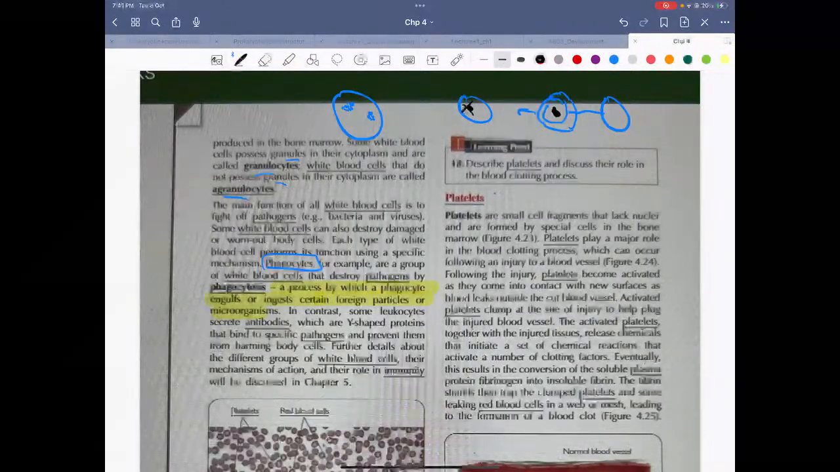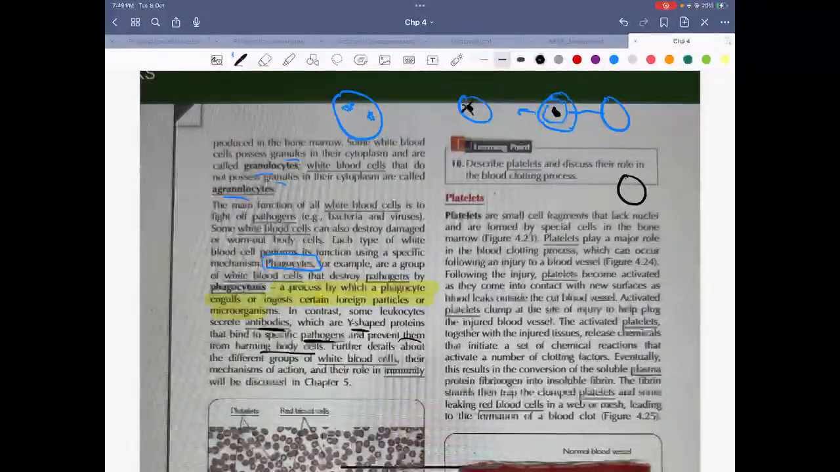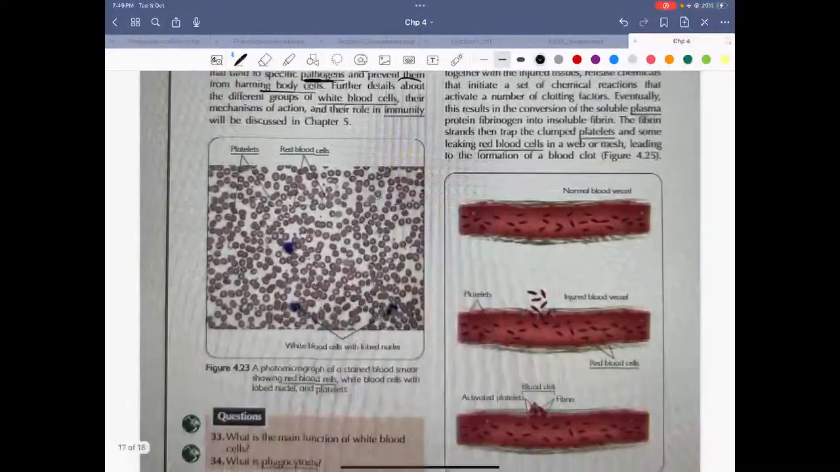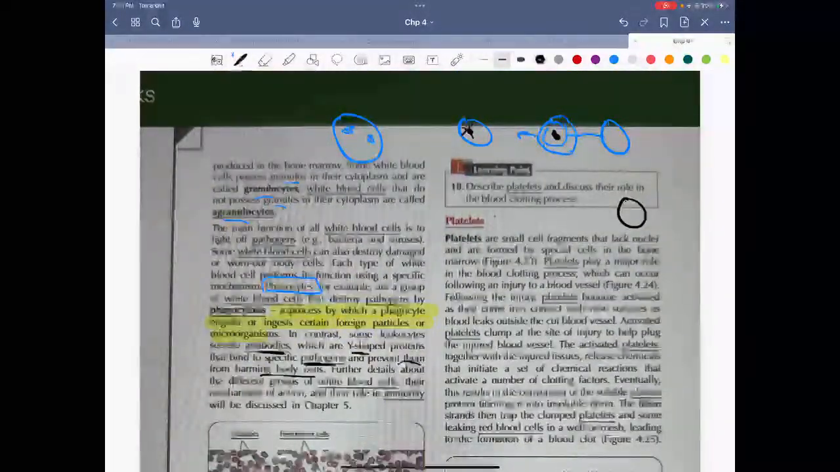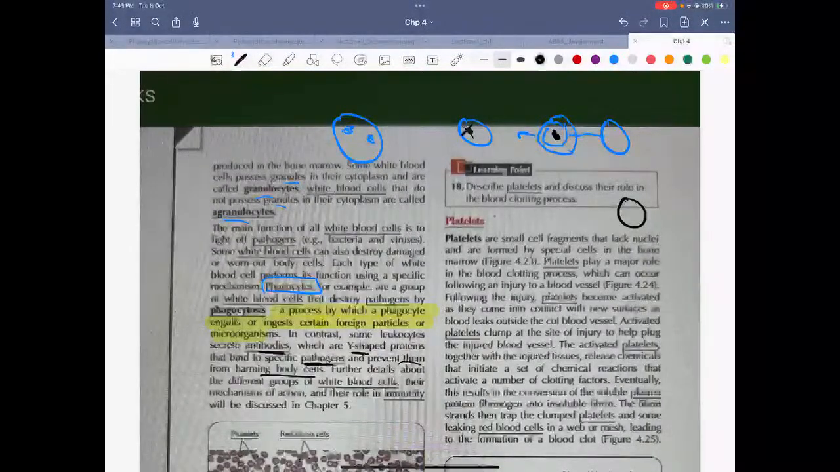However, some other white blood cells produce antibodies, which are Y-shaped proteins that bind to specific pathogens and prevent them from harming body cells. So look how this works. You can have cells called plasma cells. You don't have to go into much detail, but I'm just going to show you for whoever is interested. It's an interesting topic. So you have another type of white blood cells called plasma cells. And then you have, for example, a bacteria, and it has a specific antigen on its surface.